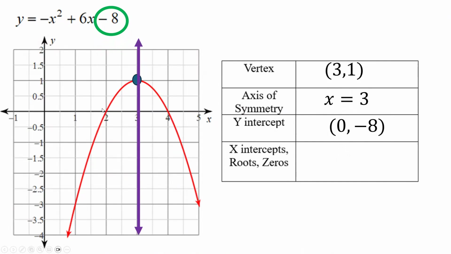X-intercepts, I've got 2 of them. Here we go. The roots, the zeros. I got one right there. That's 2, 0. I got one right there. That's 4, 0.